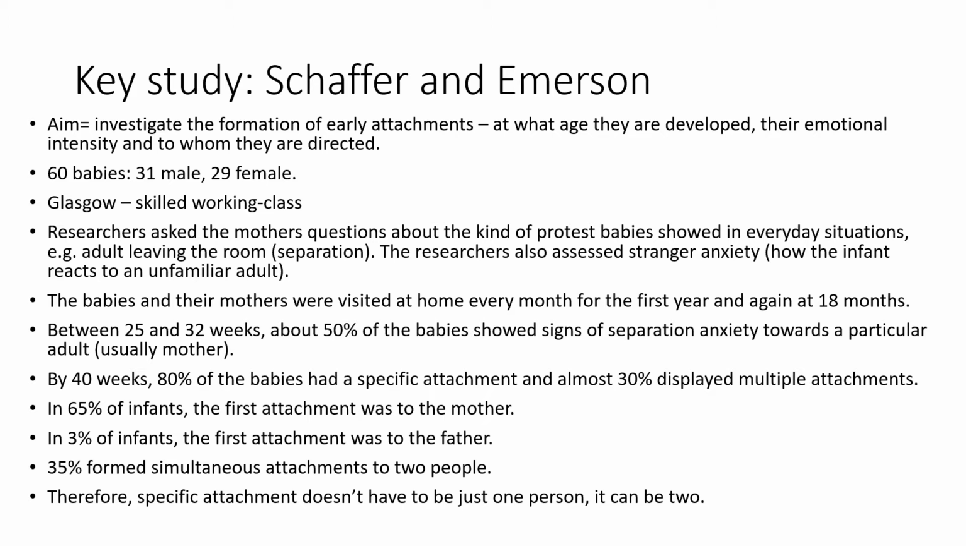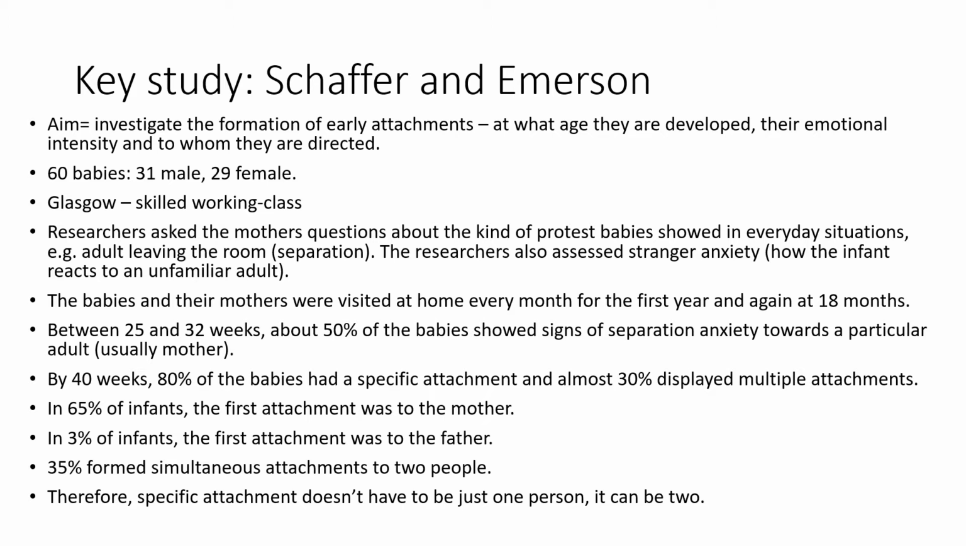So they conducted a study with 60 babies, so it is a relatively small sample size, and we've only got 31 males and 29 females in terms of female babies and male babies. They're all from Glasgow, so we can see that the population validity is going to be low, and they're all from like the same working background, so it's skilled working class.